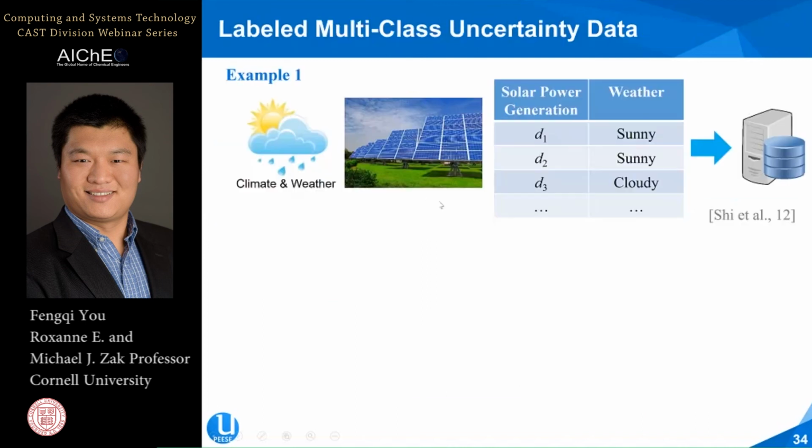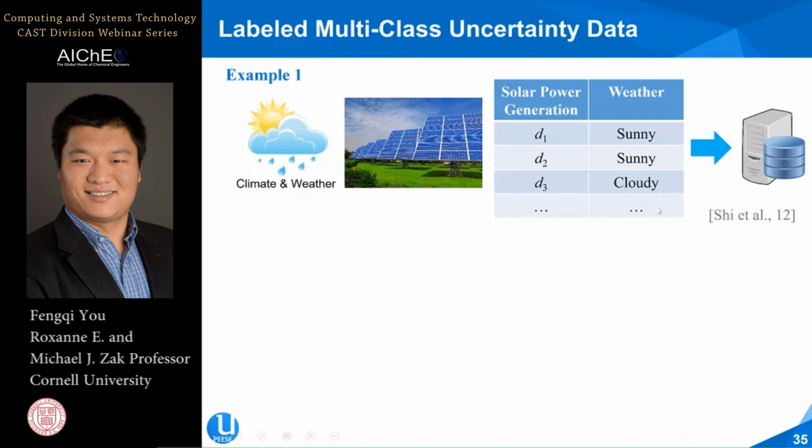For example, in the energy sector, we talk about solar panels. You can collect data on solar power generation, real-time data or historical data. In some cases, these data are generated along with some kind of label, and this label could be weather conditions: sunny, cloudy, raining, snowing, or maybe a sandstorm. So this label information turns out to be very useful and valuable. But in most cases, if you use a previous approach, we just did not fully capture the value of this label information.